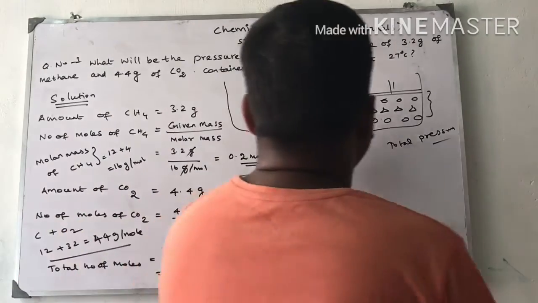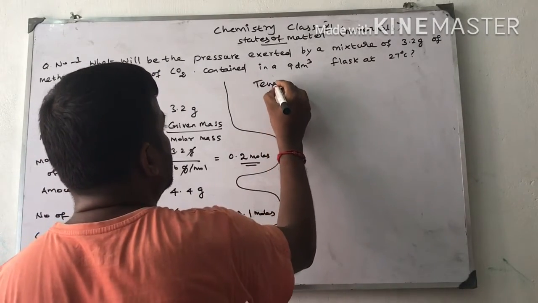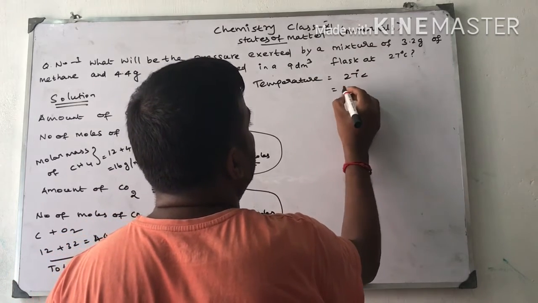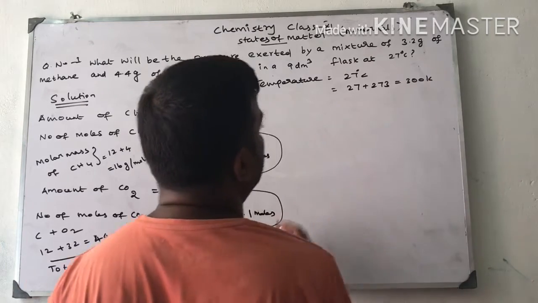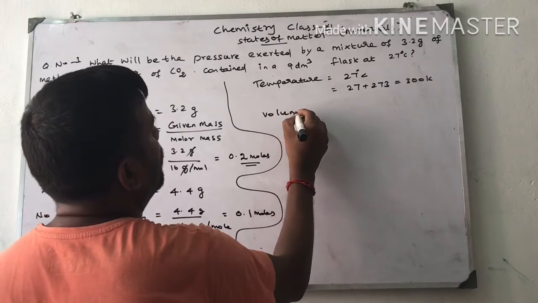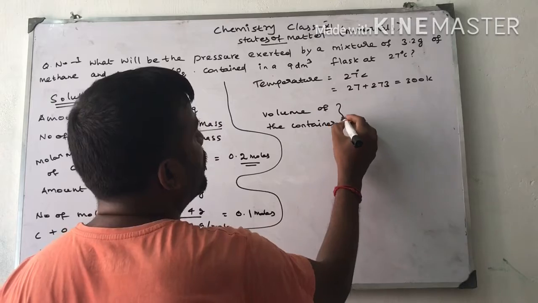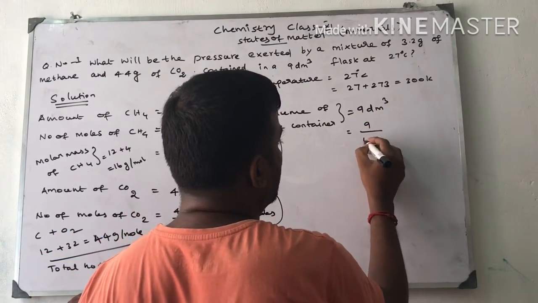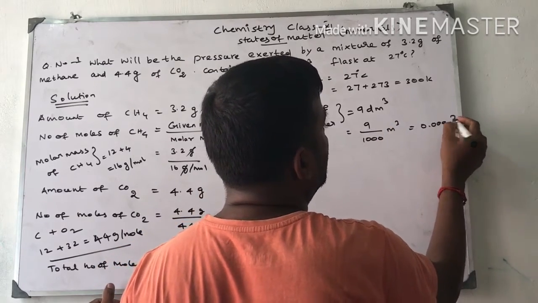Next step, temperature. Given temperature is equal to 27 degrees Celsius. We convert this into Kelvin. 27 plus 273 is equal to 300 Kelvin. This is also important. Next one, volume. Volume is equal to volume of the container. Volume of the container is 9 decimeter cube. We convert into meter cube. 9 by 1000 meter cube is equal to 0.009 meter cube, right?